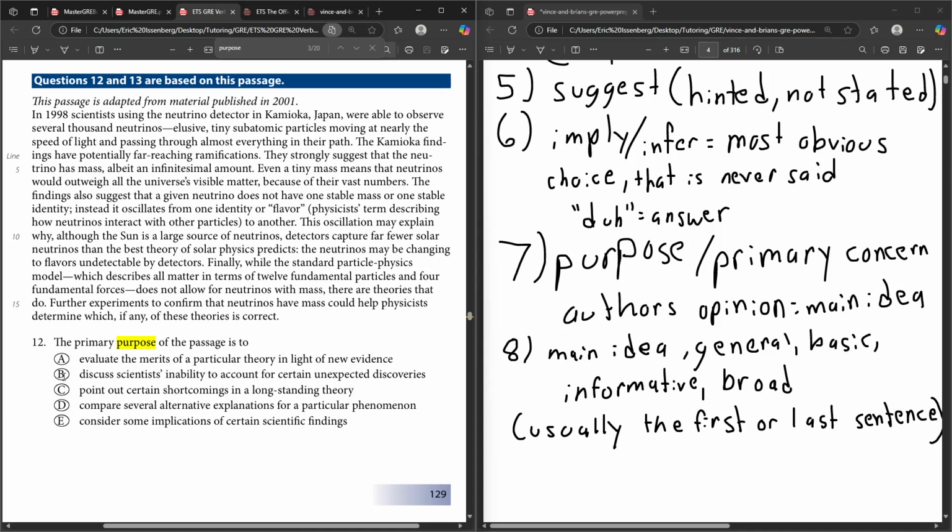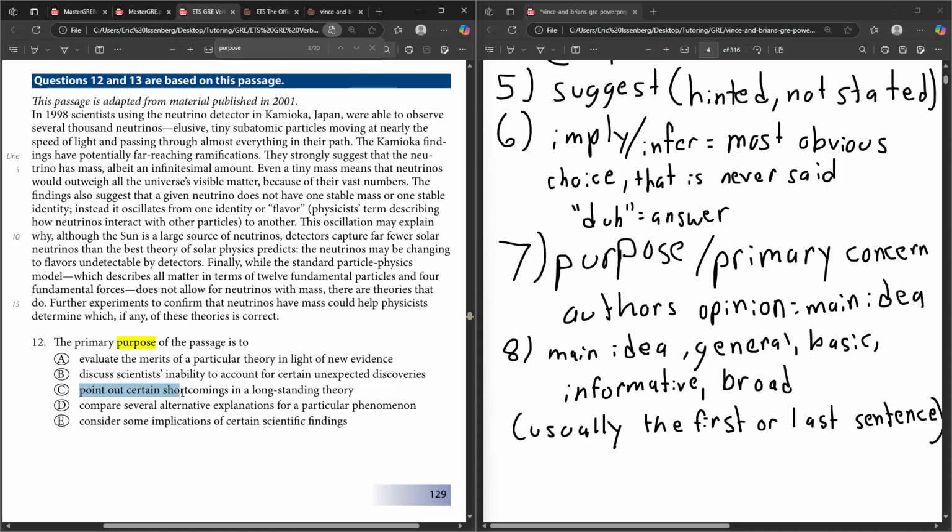But this is just asking what the main idea of the story is. To me, it just sounds like they did this study in Japan, and it gave a lot of different results that are really intriguing. There's going to be a lot of ramifications. They still need to do some studying in the future. It's not absolute, but it's a lot of intriguing results. So let's see. It evaluates the merits of a particular theory. It doesn't evaluate anything. It's just explaining. Discusses scientists' inability to account. Nope. It's just talking about this one test that happened in Japan and all the results that came out of it.